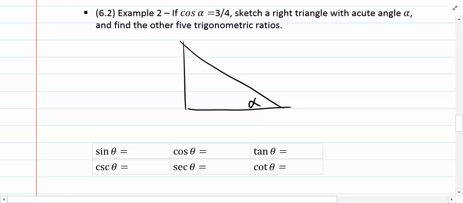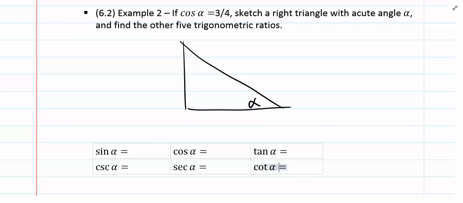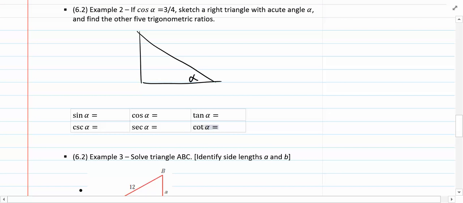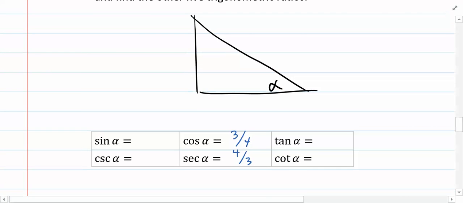This alpha value here, we're told that cosine of alpha, whoops, I should have changed all of these. There we go, that looks a little bit better. We can now find sine of alpha, cosecant, secant, tangent, and cotangent of alpha. Again, we were told immediately that cosine of alpha was 3/4. Then we know secant of alpha must be 4/3. We know that that relationship exists between these two sides.